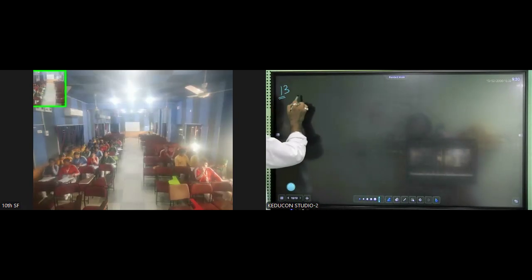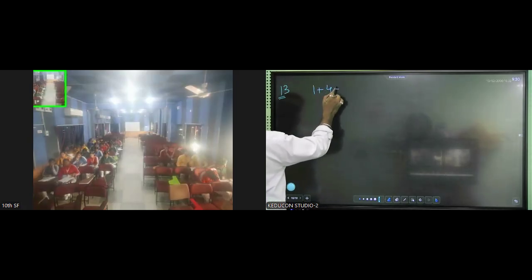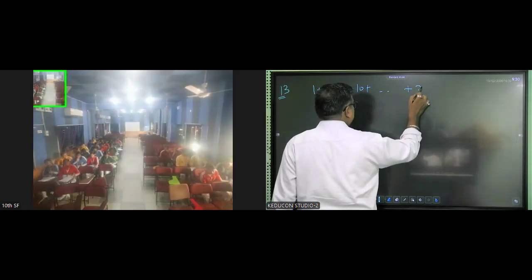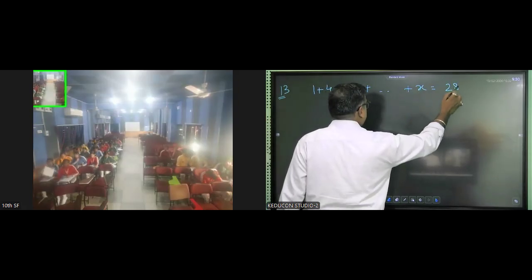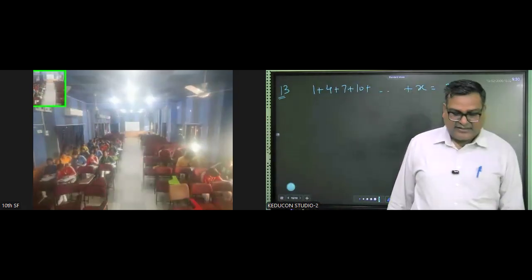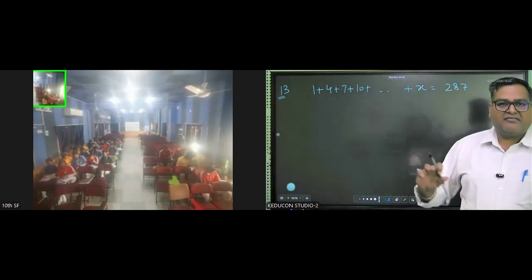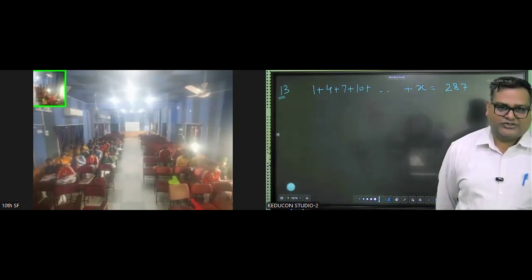Now comes question number 13. Question number 13 is 1 plus 4 plus 7 plus 10 plus up to x equal to 287. We have to solve the equation, meaning we have to find x. Can anybody tell me how to do this question? Any one of you, please come and tell me how to do this question.